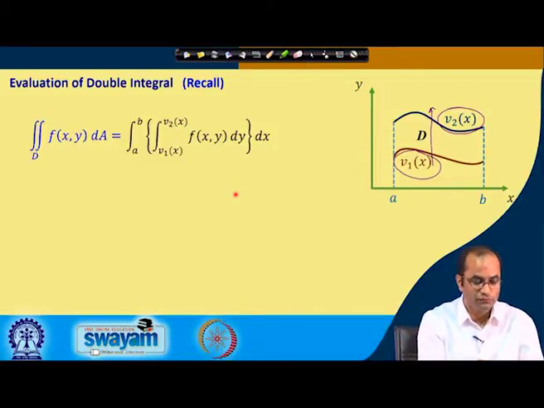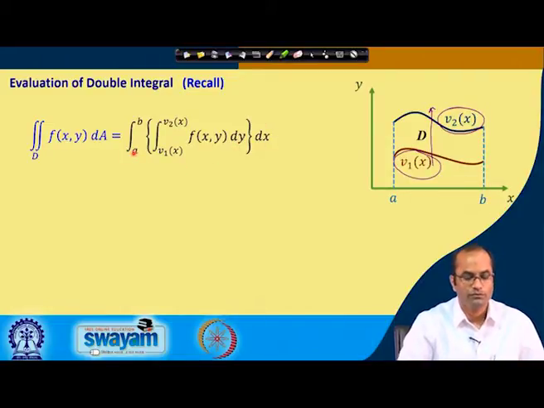In this case this double integral will be, first the inner one with respect to y, the limits, as I said, will be from v1(x) to v2(x), and later on, at the end, we can integrate this with respect to x, the limits will be from a to b.